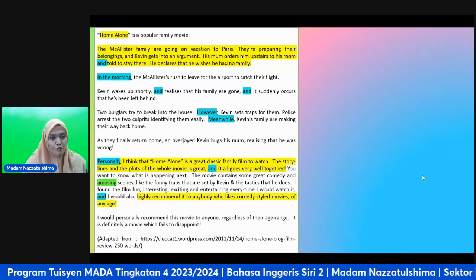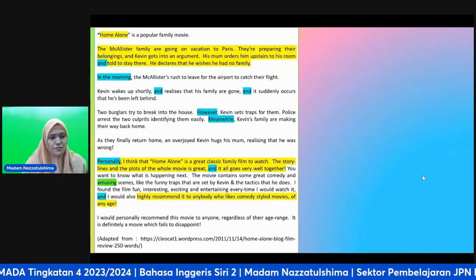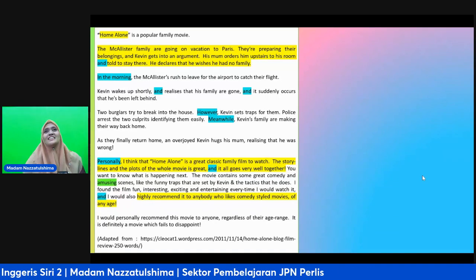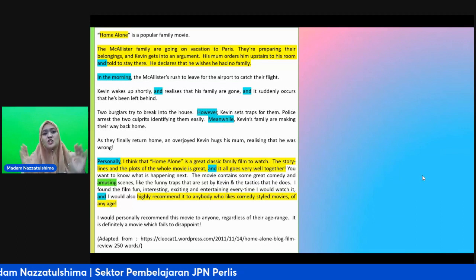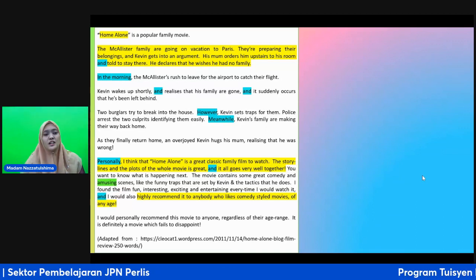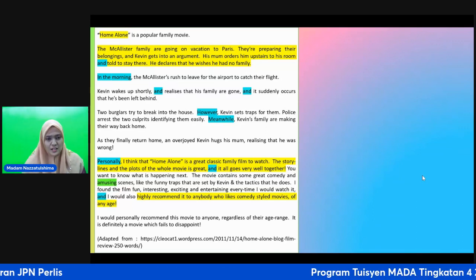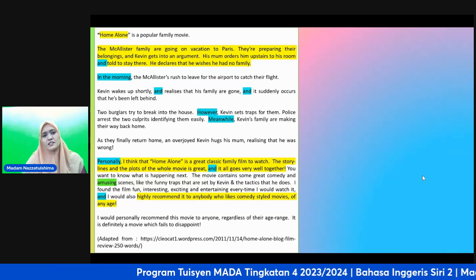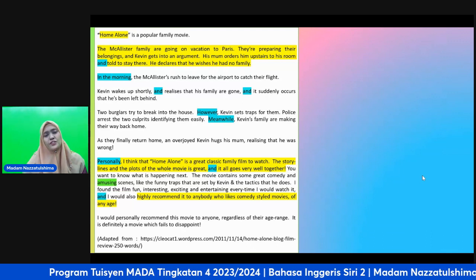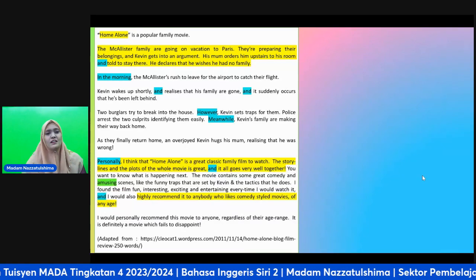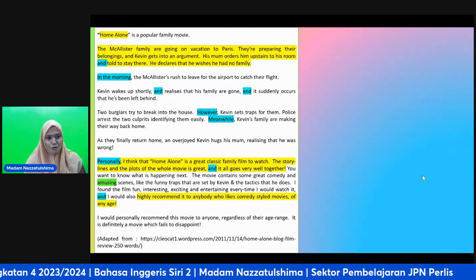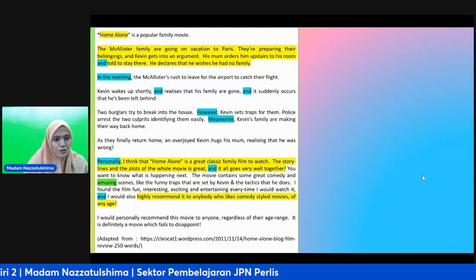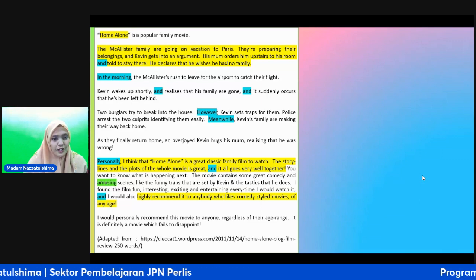So basically, paragraph 1, 2, 3, 4, 5. Okay, so this is about the synopsis, the short synopsis about the story. As they finally return home, overjoyed, Kevin hugs his mom. So the synopsis is actually from the starting of the story up to the ending of the story. So when you take a look at the 1, 2, 3, 4, 5, 6.